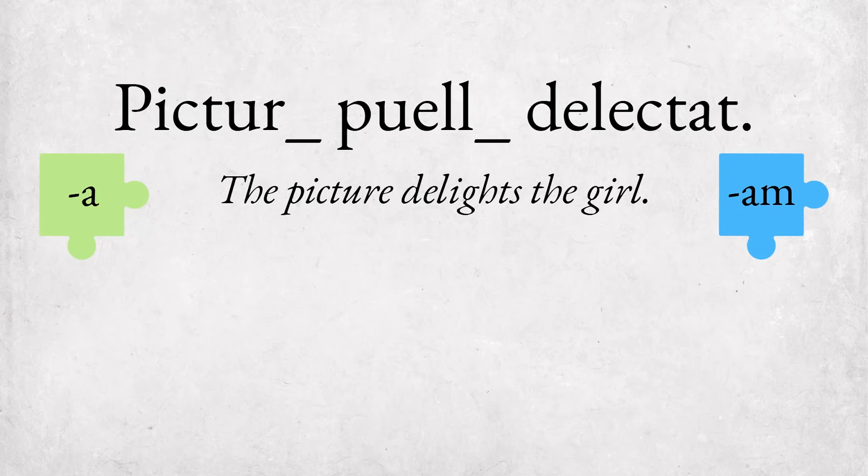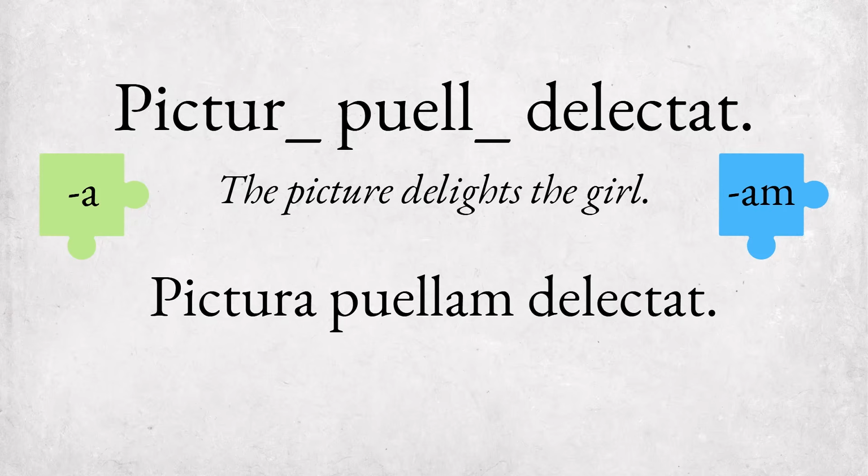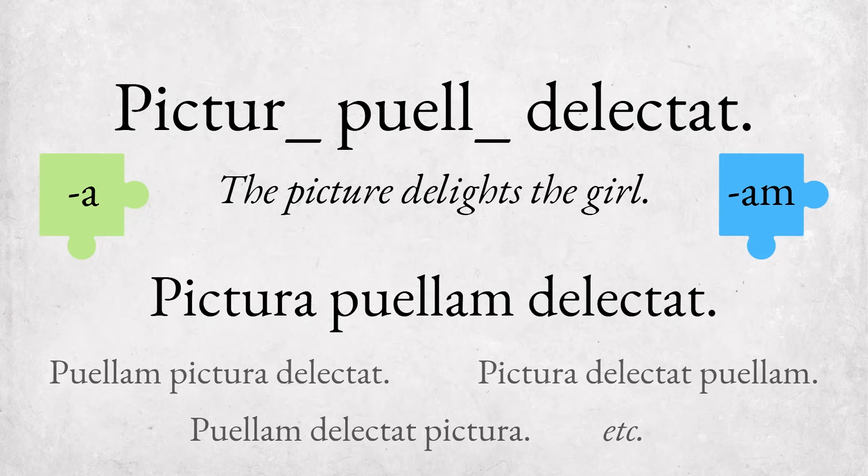So we have the picture delights the girl. Now it would be perfect if you pause the video for a moment, think, do you have to add a, am, and then continue with the video to see that the solution is pictura puellam delectat. And because we said that the word order doesn't matter in Latin, we could also have with the same meaning all these versions and more. Puellam pictura delectat, puellam delectat pictura, etc.